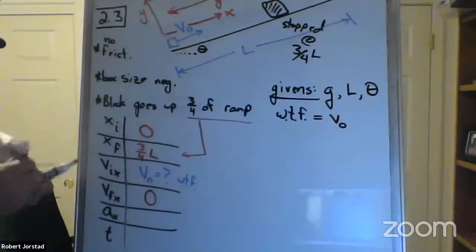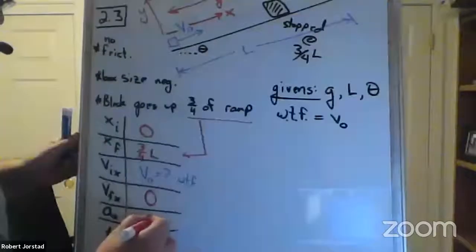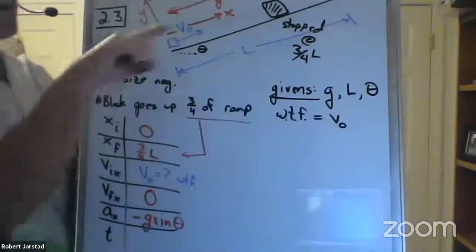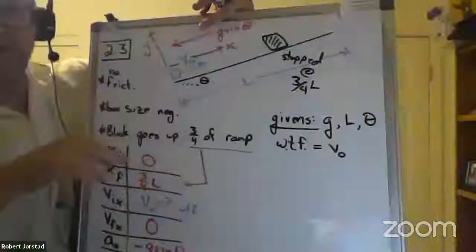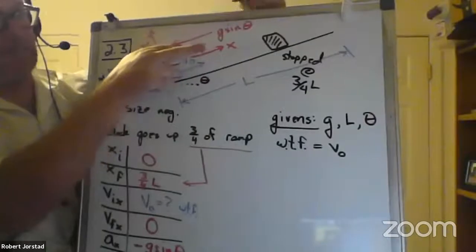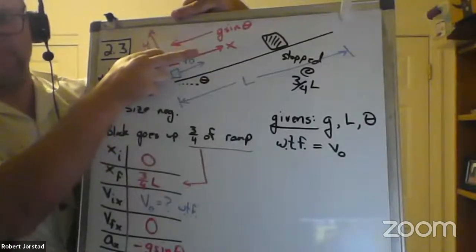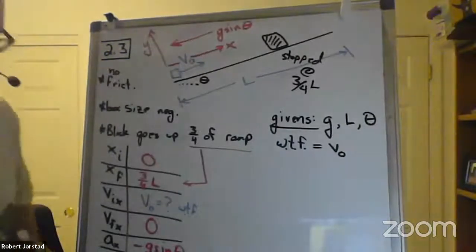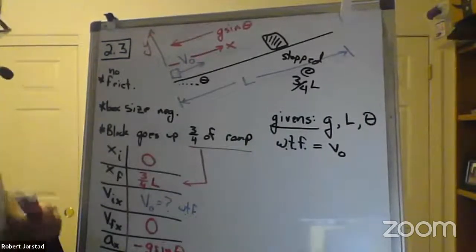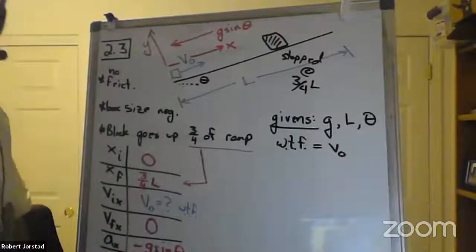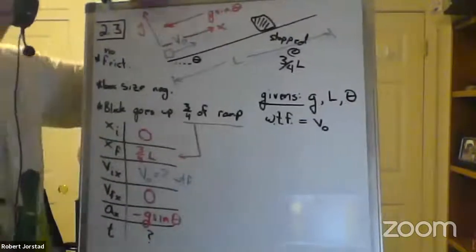And then AX, what's AX? Negative g sine theta. How did you know it was negative in this case? Because it's going against the coordinate system. Outstanding. So we said up the slope is positive. The acceleration is still down the ramp. We said X is up the ramp and it's accelerating down the ramp. So that's why. And then the time in this case, I think we don't know that, right? All right. So looking good. What's the next thing you would do?